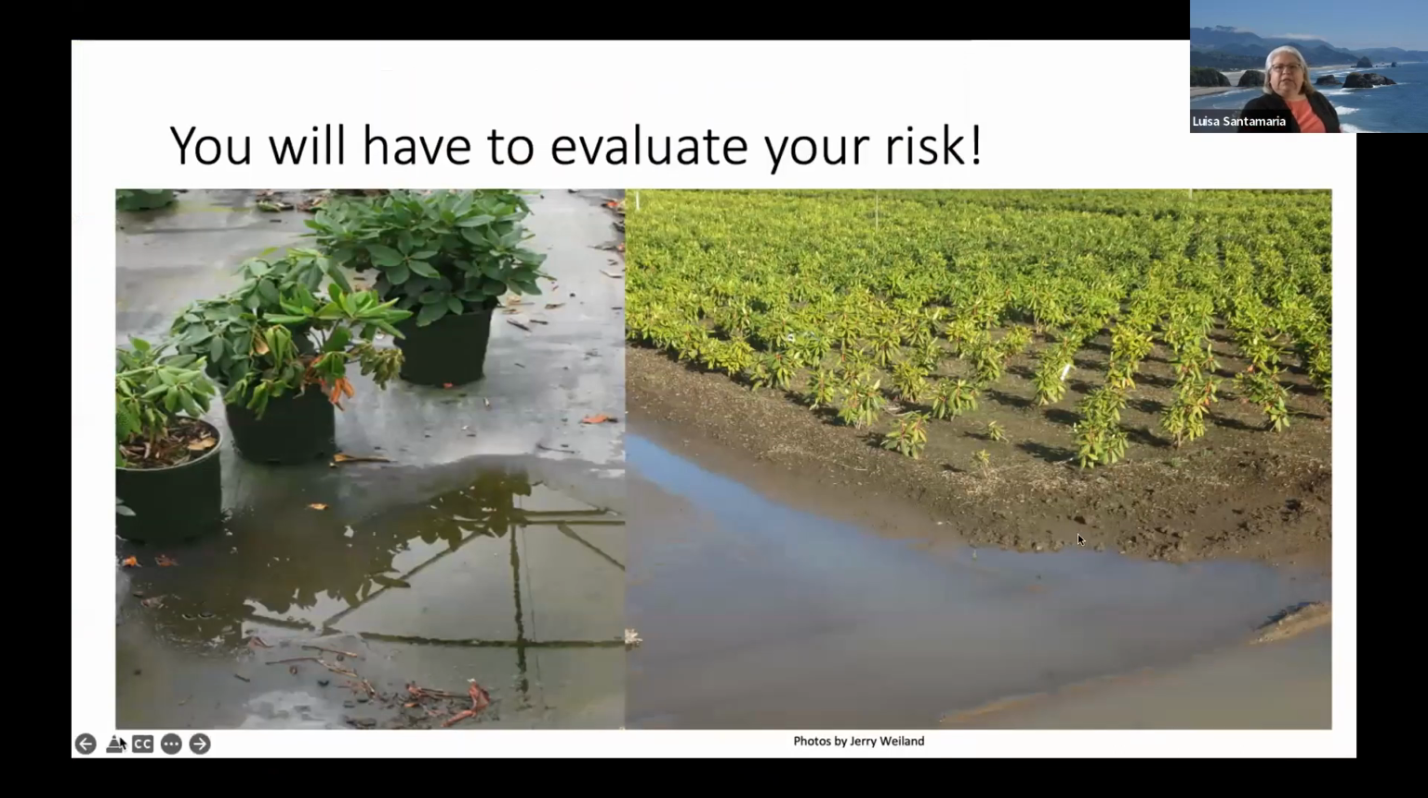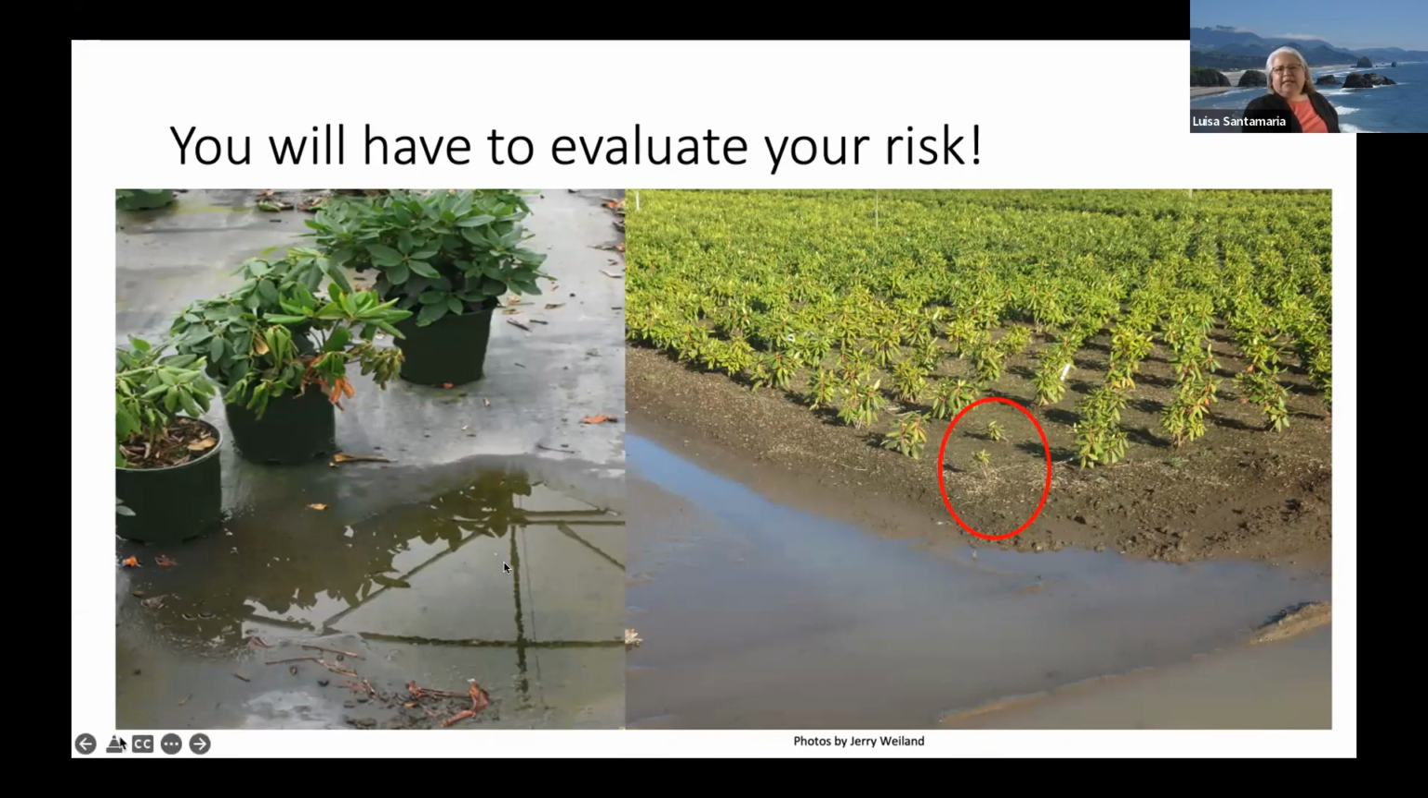Here, for example, we have an area, I think these are rhododendrons, planted close to an area of standing water. You can see the plants close to the water on the border are small, stunted, right? They are growing close to the water, and they are more in danger for that.